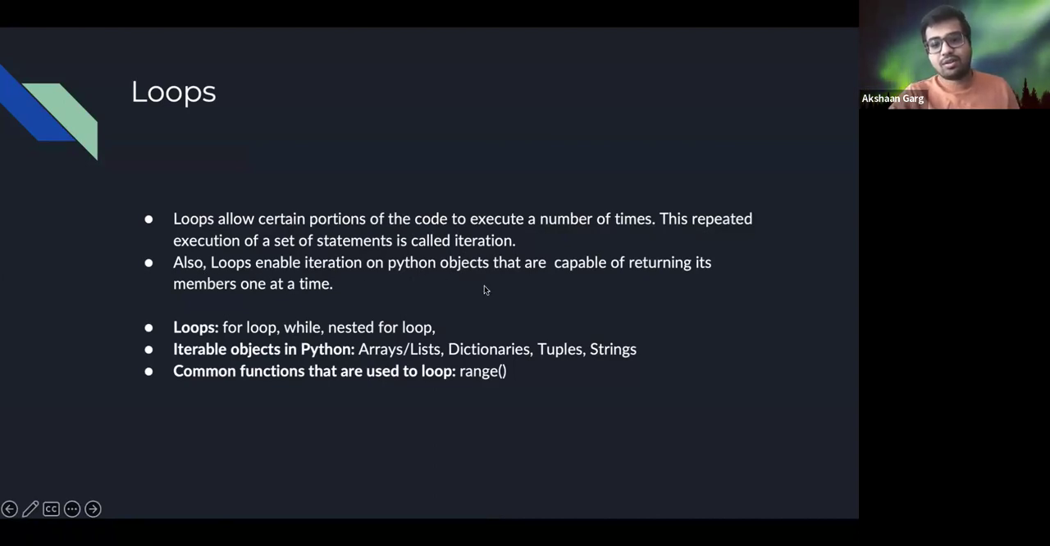Also, loops enable iteration on Python objects that are capable of returning their members one at a time. So we'll have a look at these as well. These basically refer to your data structures such as dictionaries, lists, tuples, which are ordered, right? So if they are ordered, you'll be able to use loops on them. So for loops, you will learn the for loop, you will learn the while loop, and you will also learn how to nest for loops. Then in iterable objects, you will get arrays, lists, dictionaries, and tuples. Again, these should be ordered and you should be able to use them in your loops. And then a common function that is used to loop is range, right? So we'll learn about all of these in today's class.